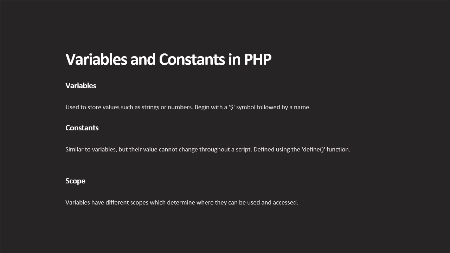Variables and constants in PHP. Variables are used to store values such as strings or numbers. A variable begins with a dollar symbol followed by a name. Constants are similar to variables, but their value cannot change throughout a script. They are defined using the define function. Scope: variables have different scopes which determine where they can be used and accessed.